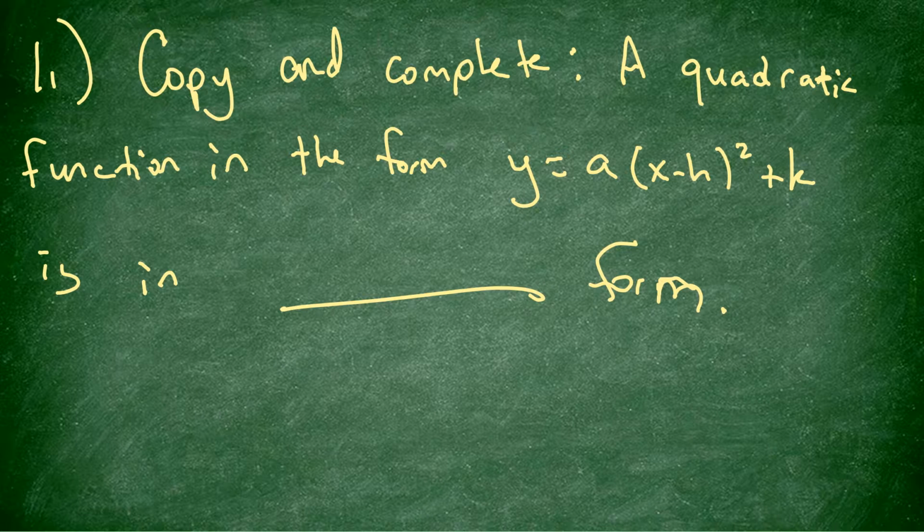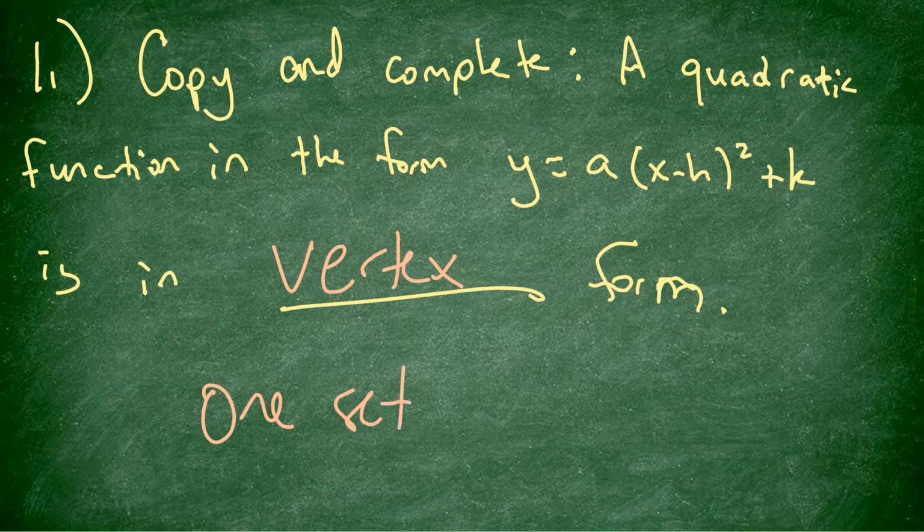Number 1 says, copy and complete. A quadratic function in the form y equals a times the quantity x minus h squared plus k is in vertex form. Alright, there's one set of parentheses. That's it.